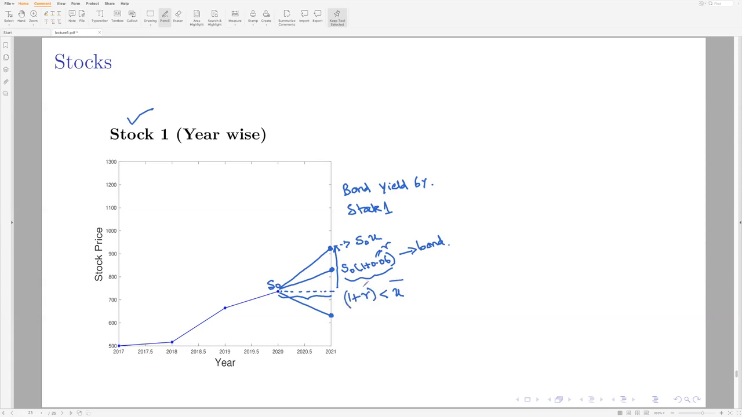Okay, you want this. But it also gives you a possibility that it can go to S naught into D. That is the whole problem. So risk-free means what? It surely touches here. Rather, risk means there is a possibility that it may go here or it may come here, where D is less than 1 plus R. It may also happen like this.